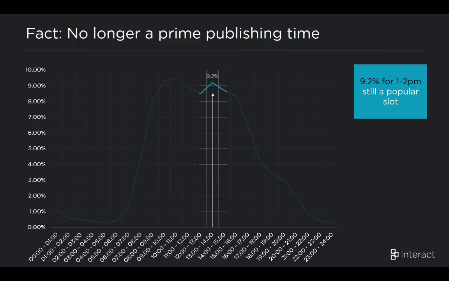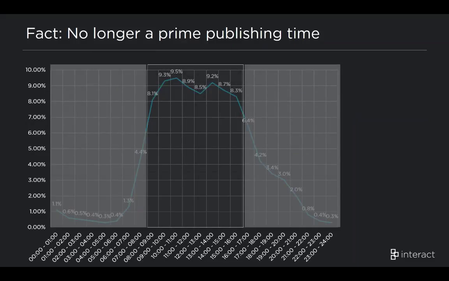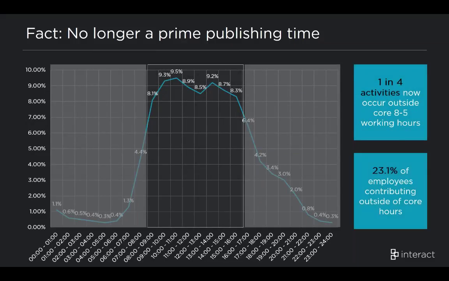We see that from 1 to 2 p.m., 9.2% of all content is published. So it's still a popular slot. It's at the top of that bell curve. But if you take a look at the total working hours, which we've isolated between 8 a.m. and about 5 p.m., this is definitely the top of the bell curve when we're publishing content, but it's not complete. Take a look at those outside of that open area, the shaded parts. We find that almost 1 in 4 bits of content are actually being posted outside of those normal business hours.